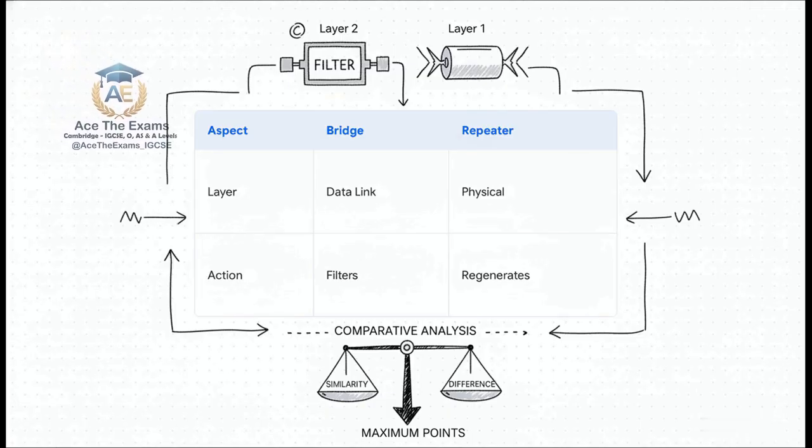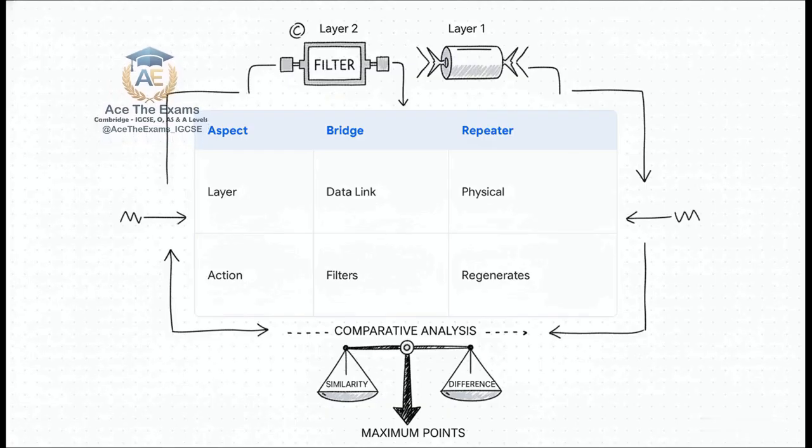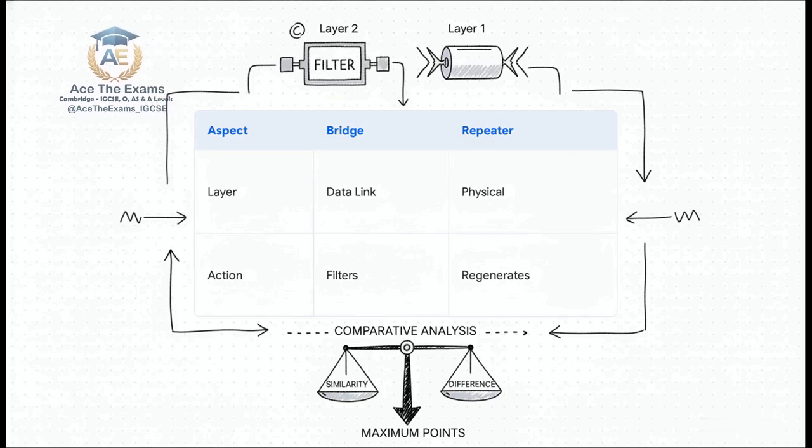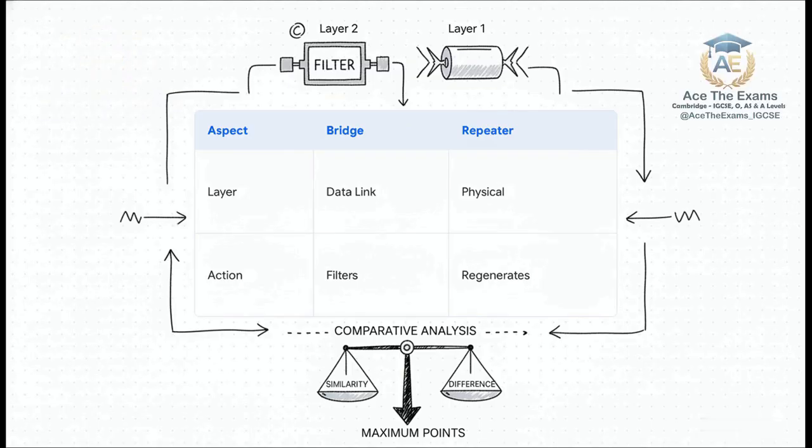A bridge, however, operates at the data link layer. It inspects the MAC addresses within the frames and intelligently decides whether to forward the traffic to the other side of the network segment. By utilizing comparative connectives like whereas or in contrast and providing hardcore technical evidence like layer operation or MAC address filtering, you lead the examiner to a fully justified conclusion. That is how you absolutely dominate evaluation questions.